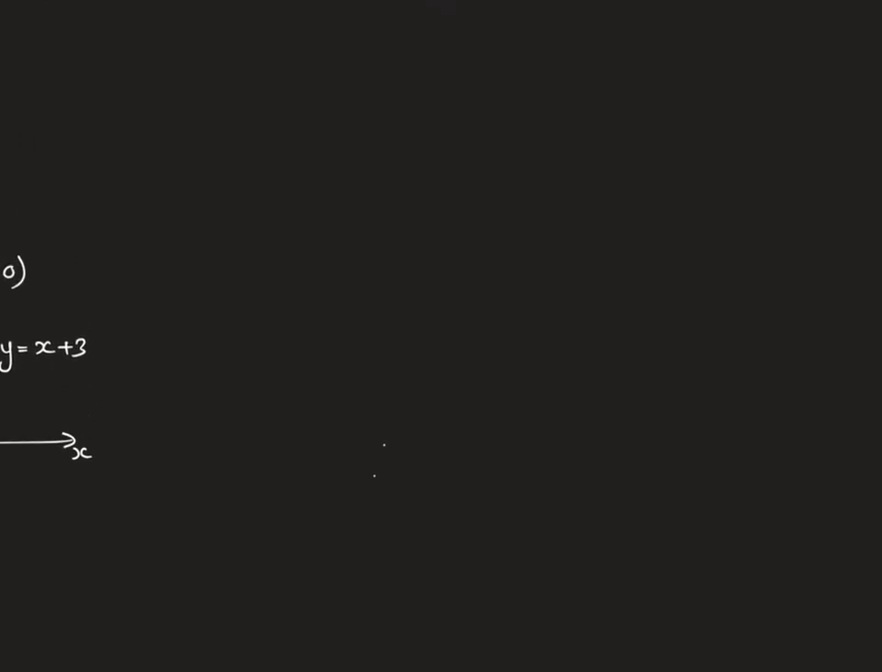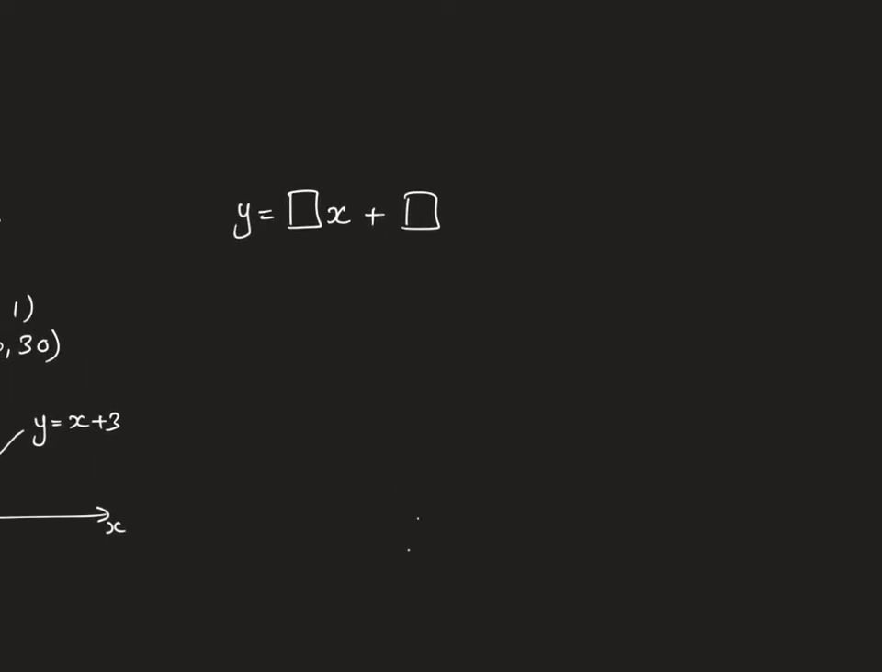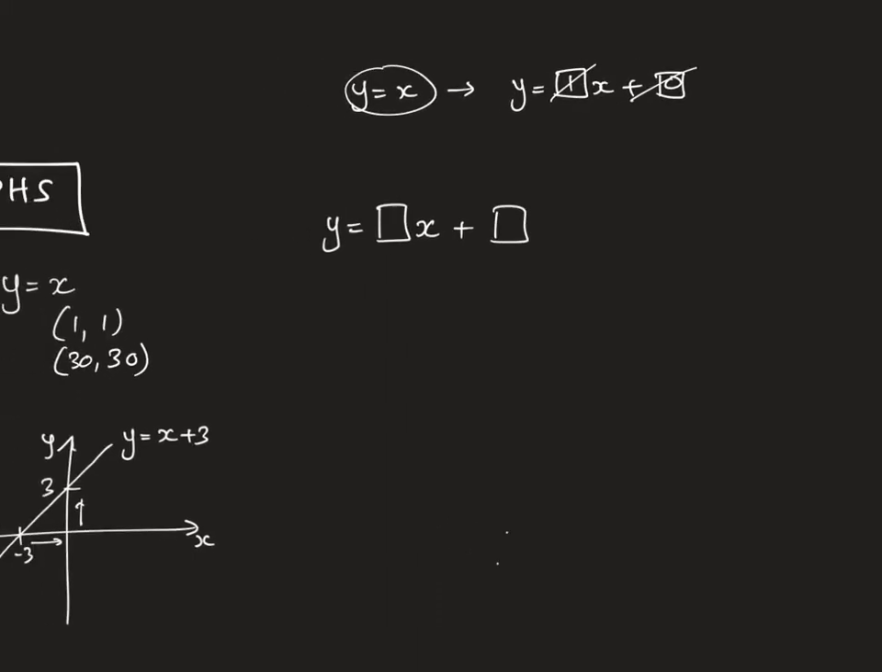So all graphs can be written in this form: y equals something x plus something. Now I've just shown you one where y equals x. Well, in fact, what that actually is, is y equals 1x plus 0. So we don't have to write the 0, we don't write the 1, so that gives us y equals x. But as I said, all graphs can be written in this form.